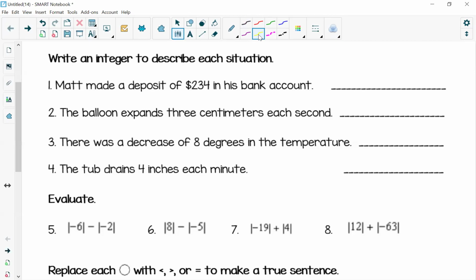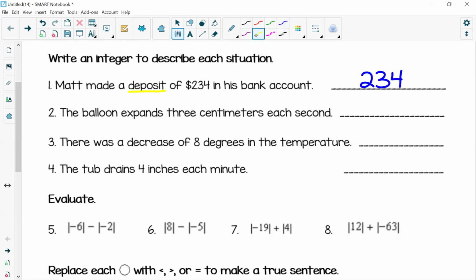So 1 through 4 says write an integer to describe the situation. I just need an integer, positive, negative, whole number. So it says Matt made a deposit of $234 in his bank. He's putting money in. That's just going to be a positive 234.